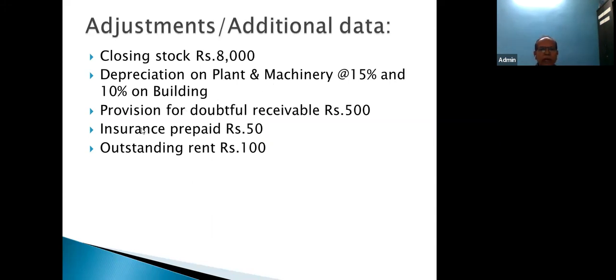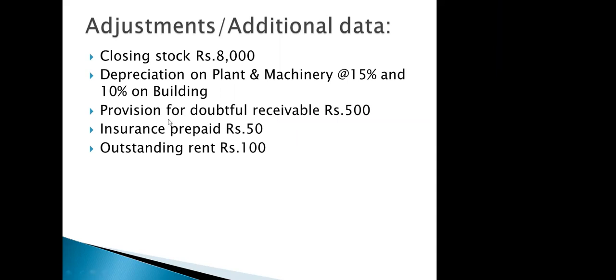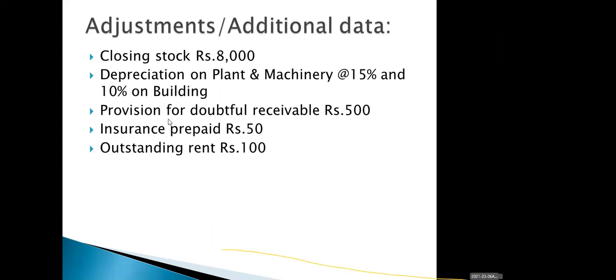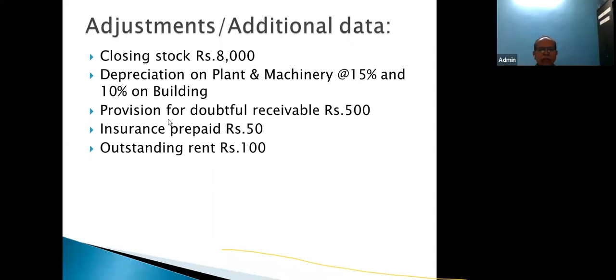Okay. Then the third adjustment, provision for doubtful receivables. Doubtful receivables are nothing but the debtors. So this is a different word which is being used in this numerical. We have understood the meaning of debtors. So may I ask you, what do you mean by debtors? Yes, please. What do you mean by debtors? What is receivable?